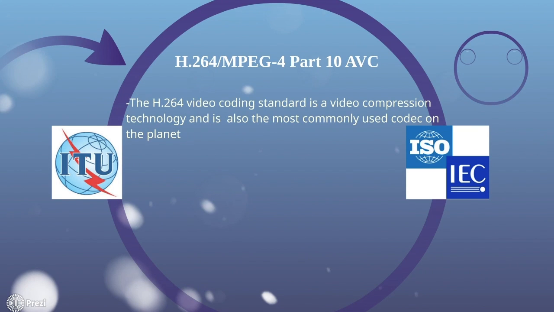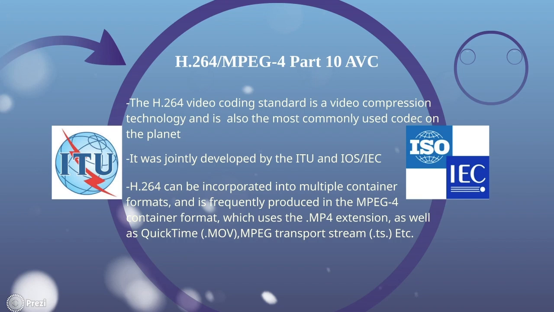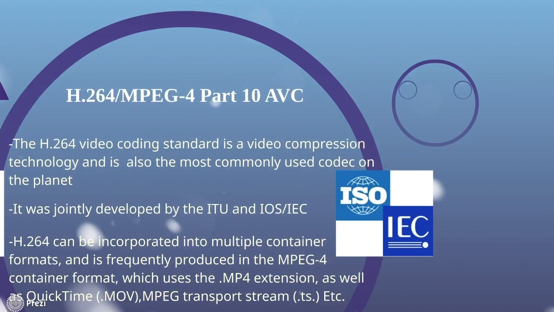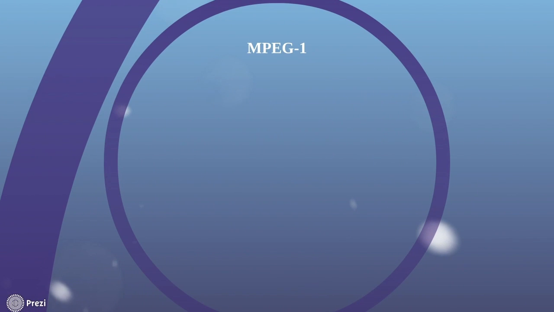The H.264 video coding standard is a video compression technology and is also the most commonly used codec on the planet. It was jointly developed by the ITU and ISO/IEC. H.264 can be incorporated into multiple container formats and is frequently produced in the MPEG-4 container format, which uses the MP4 extension, as well as QuickTime, MPEG transport, etc.